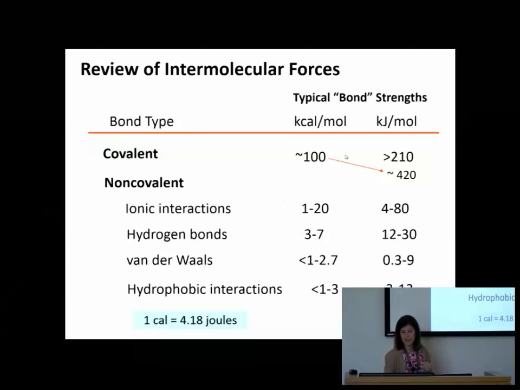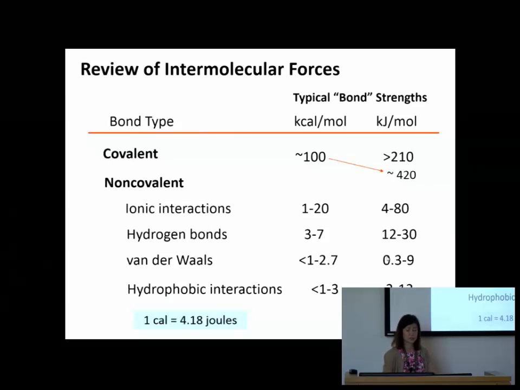Covalent bonds, in order to break them, you need to put in greater than 210 kilojoules per mole. That's a lot of energy. But all of these other ones, you can see, are less than ionic, which is the strongest, 80 or less. Hydrogen bonds, 30 or less. And those dipole ones, 9 or less, and hydrophobic interactions are small. So you can see that they're much less than half. So you can see that the energy that's held within these interactions is much less.